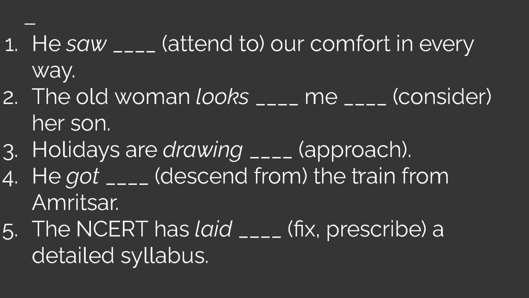Here we have 5 sets of questions. They are very easy ones, and I have given the meaning of the phrasal verb. The first one: thus he saw dash our comfort in every way. Whatever preposition or adverb we fill in this dash, when combined with saw, will mean attend to. Am I clear? If anyone has any doubts before we solve these questions, please feel free to ask. Or I will request everyone to unmute and give it a shot. So, can someone tell me what will be the answer of the first one?